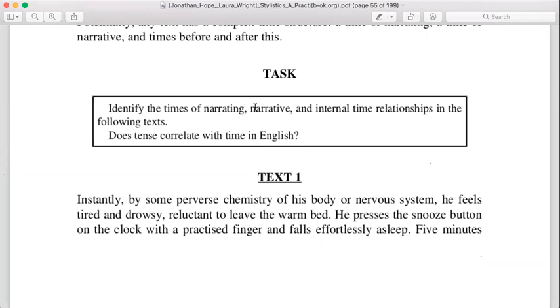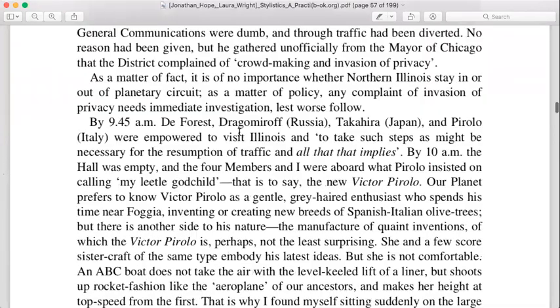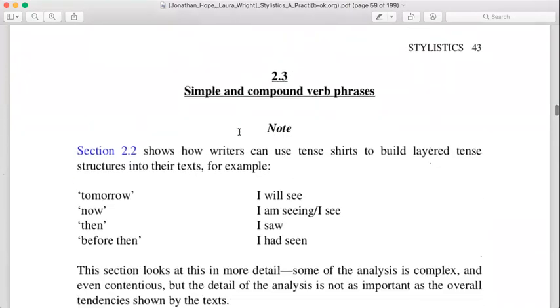Okay, narrating, present; narrative, future; an internal time relationship, a movement between past and present, and no correlation between tense, which is present and past, and time, which is future. As far as text 2 is concerned, right? So here we are done with text 2 as far as tense and time in English is concerned. Now let's move to two more kinds of verb phrases. We are already done with two kinds, finite and non-finite. I hope you remember that. We did a lot of examples also. Right now we are doing simple and compound verb phrases, which is not a complex phenomenon to understand.